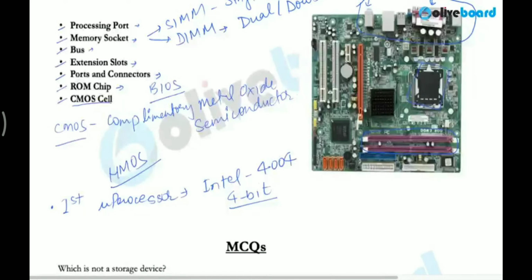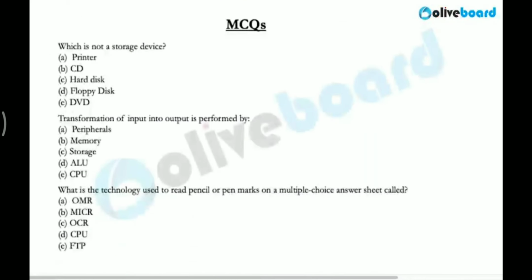Now let us proceed to the MCQ part and see what we have. Based on our understanding and the lesson we learned today, we have some MCQs and let us solve them. The first question is, which of the following options is not a storage device? The options are printer, CD, hard disk, floppy disk, and DVD. The simple answer is printer. Printer is a type of output device. This is not a storage device.